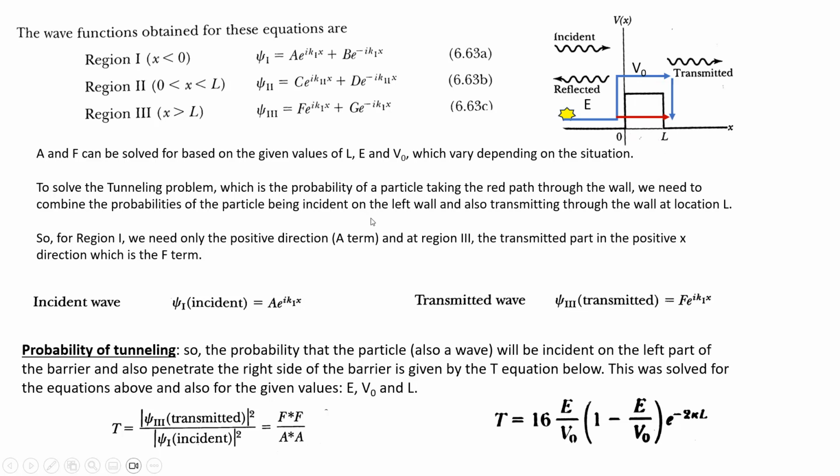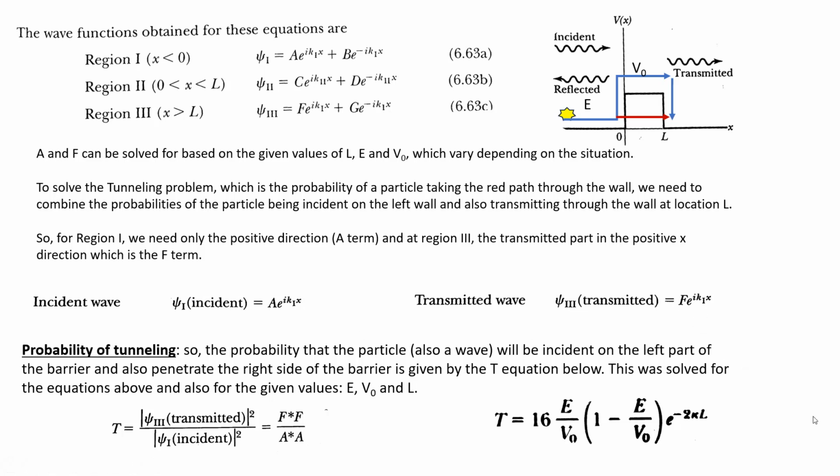It turns out that for quantum tunneling, the only equations we're interested in is the A component of this equation, because that's in the direction of positive x. And we are also interested in the transmitted part of the equation incident on this wall. Okay, so the only equations, therefore, we're interested in include this equation and this equation.